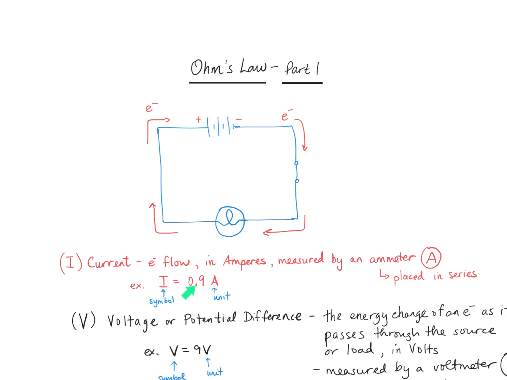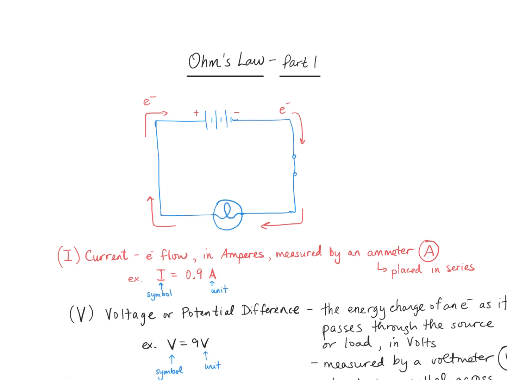I've just made up this number. I'm just showing you how we can use the symbol with an equal sign, state the number, and put the unit. So a capital A is used to represent amperes here, or you could shorten it to say amps. I'll give you an example later where you can actually place the ammeter into the circuit.